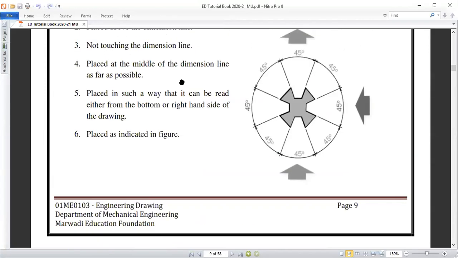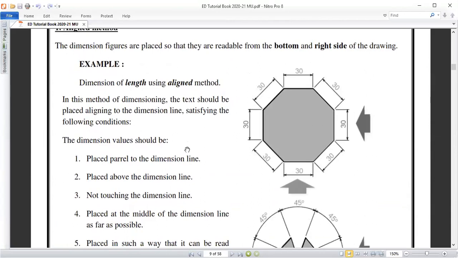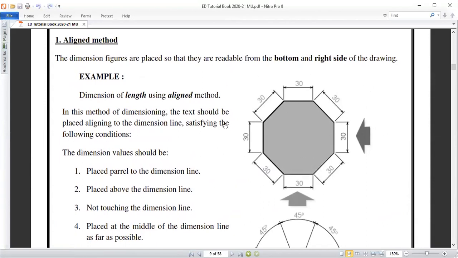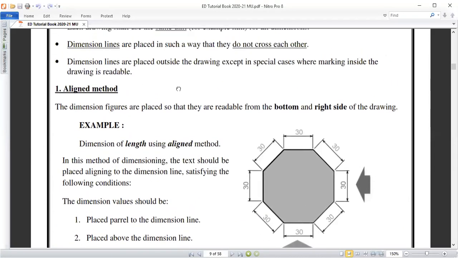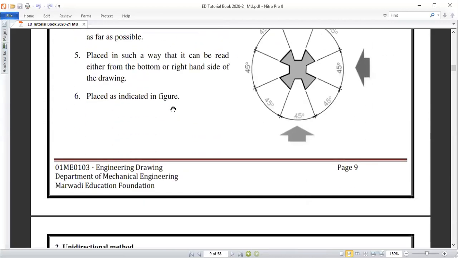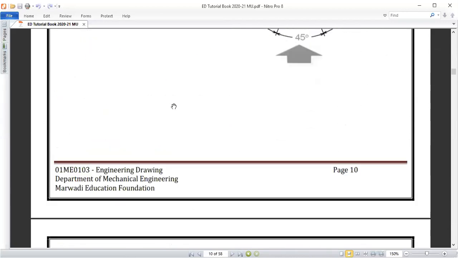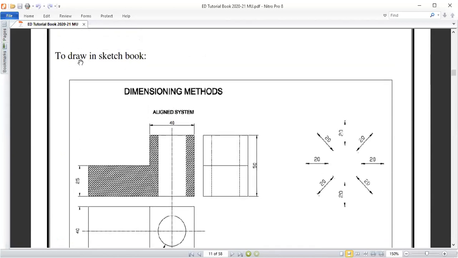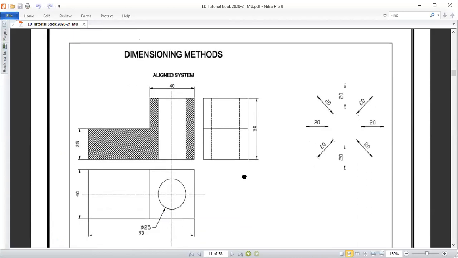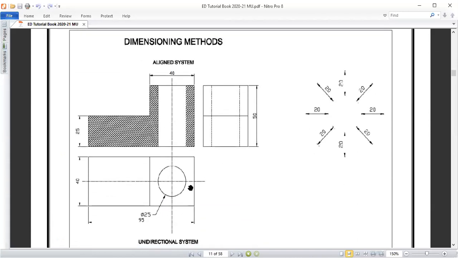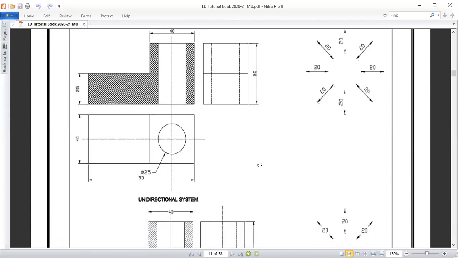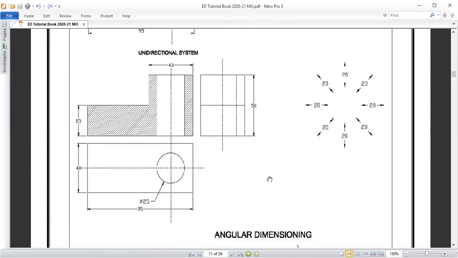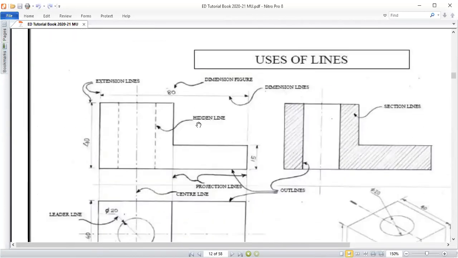So this was the short revision of what we have done in the previous lab, to understand how these dimensioning methods work. These are the examples which you need to draw. See, here it is written to draw in the sketchbook. So this is one component. This component you need to draw in the sketchbook, and you have to give the dimensions according to the unidirectional method and the aligned method, like this. So these are the examples you need to do.